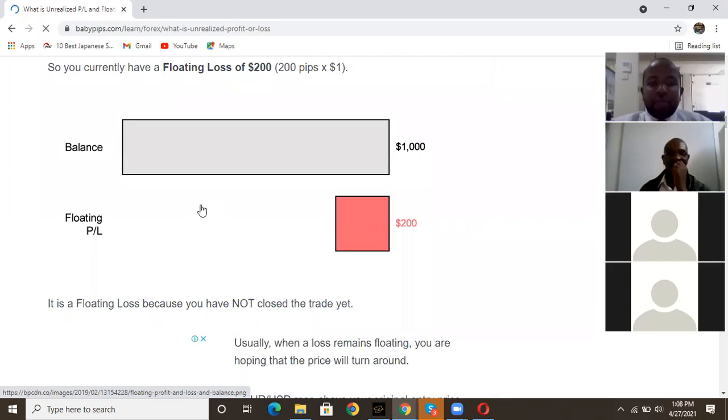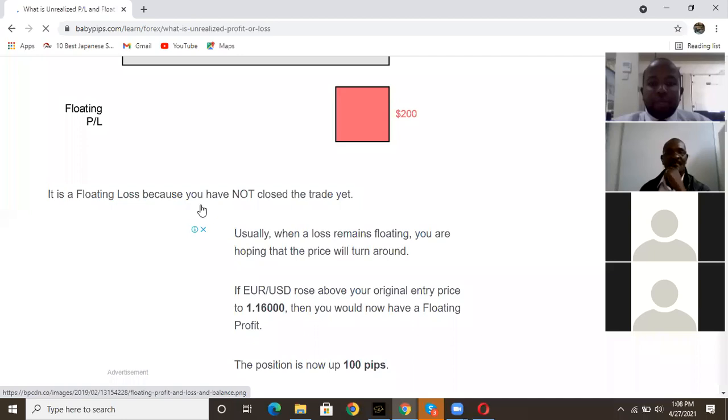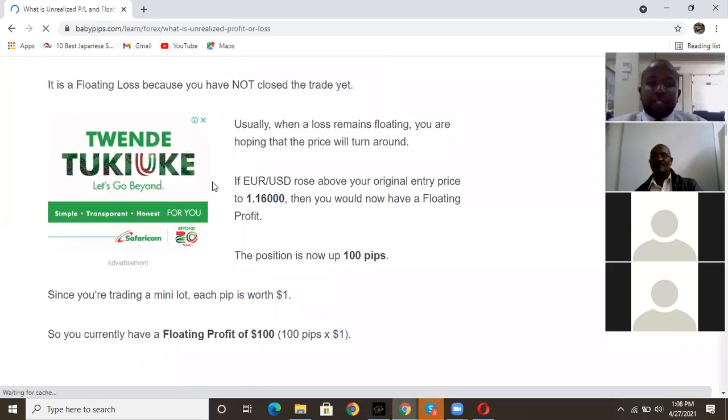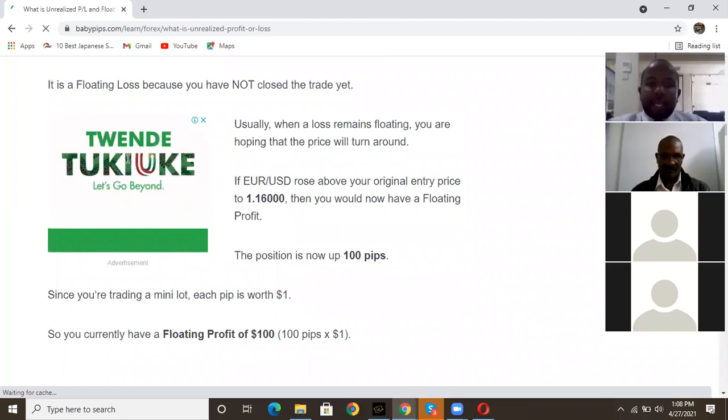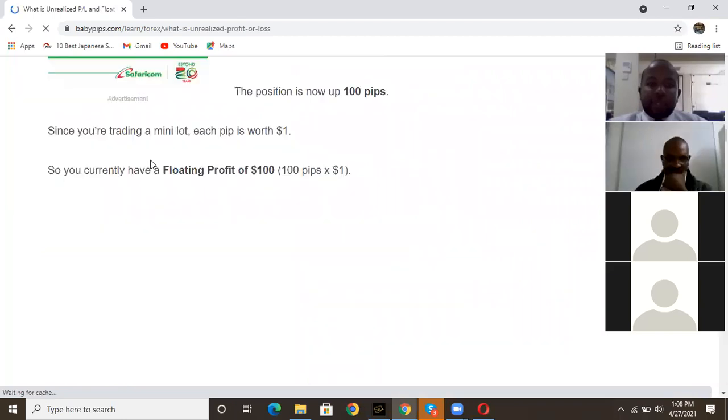Usually when a loss remains floating, you are hoping that the price will turn around. There are people who do swing trading or position trading. They can hold trades either on negative or positive. So the position will now be up 100 pips. Since you're trading a mini lot, each pip will be worth $1. So currently your floating profit will be 100. This is how it will look.